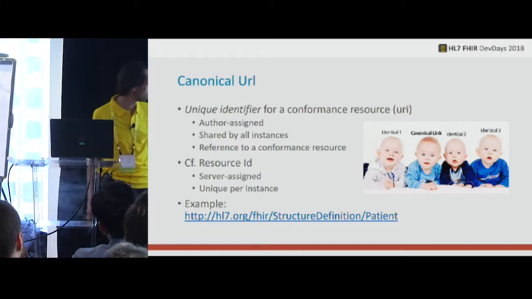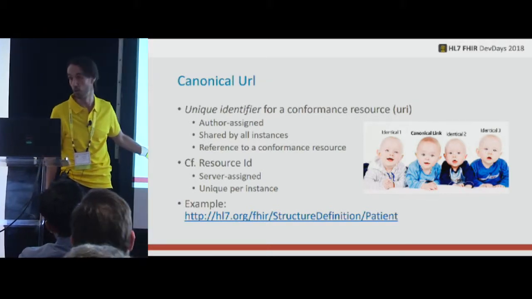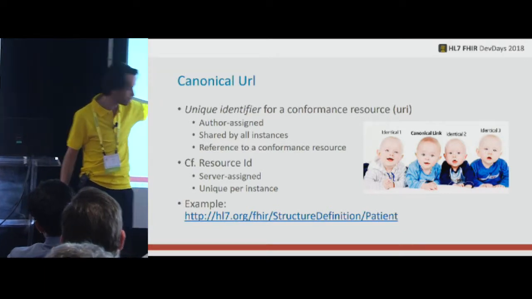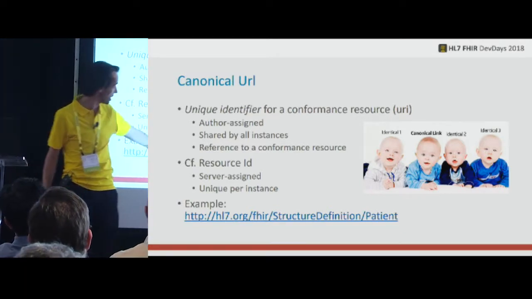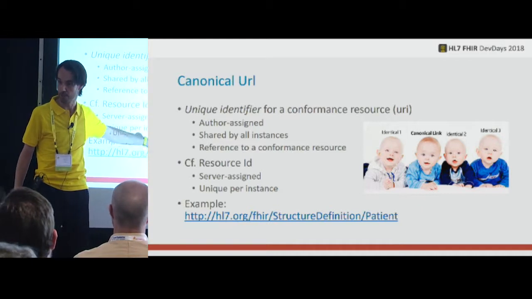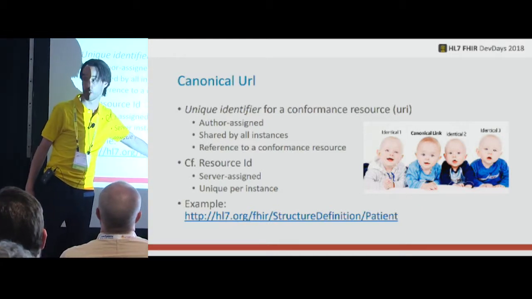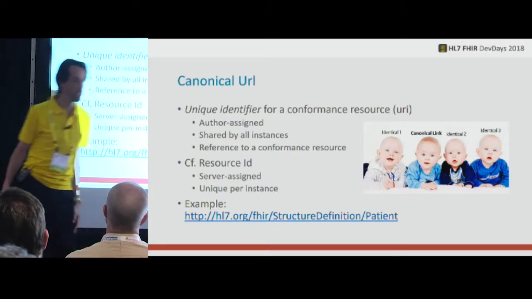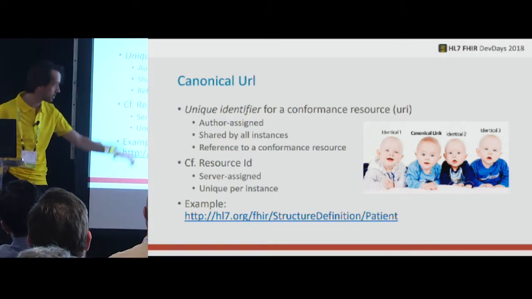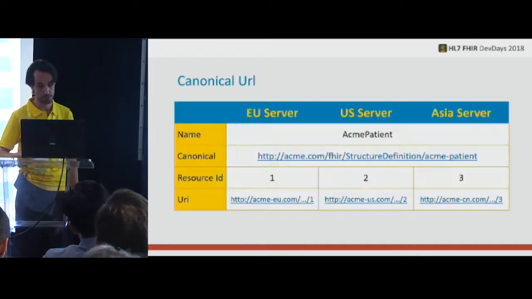So this is how it would look. This is the canonical URL of the core patient. You can see here's the domain, hl7.org. Typically, it's followed by FHIR because you might have multiple standards on an endpoint. Then the data type, in this case StructureDefinition, and then finally a unique identifier. In this case it's Patient.